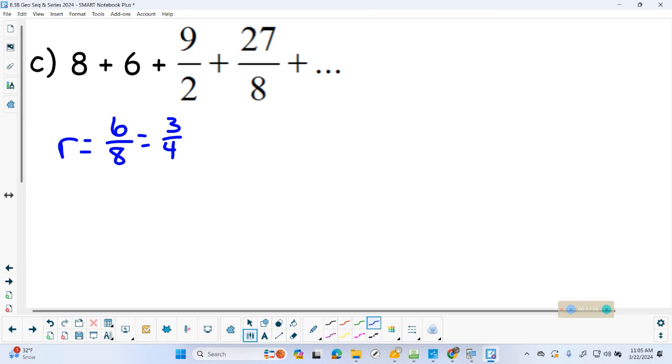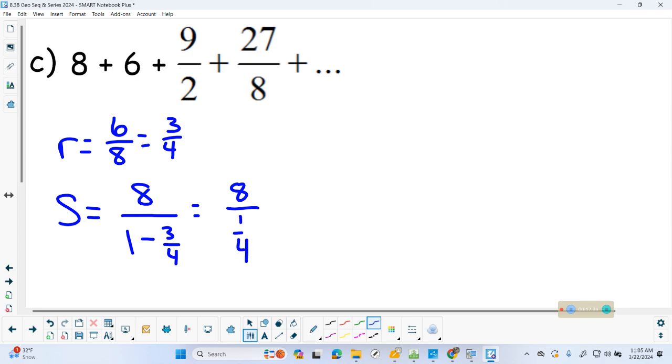We're going to do the sum. So of course for my formula, it's the first term. I just stole it. Over 1 minus r. Now we're going to do a little mental math on the bottom. 4/4 minus 3/4, 1/4. 8 divided by 1/4, you would multiply by the reciprocal, 32. Too easy, my friend. Probably the tricky part's getting r on that one.